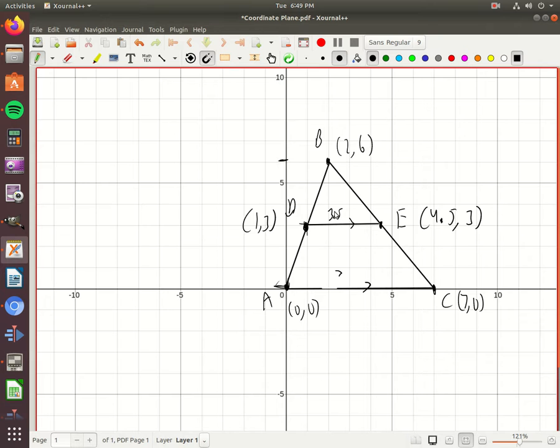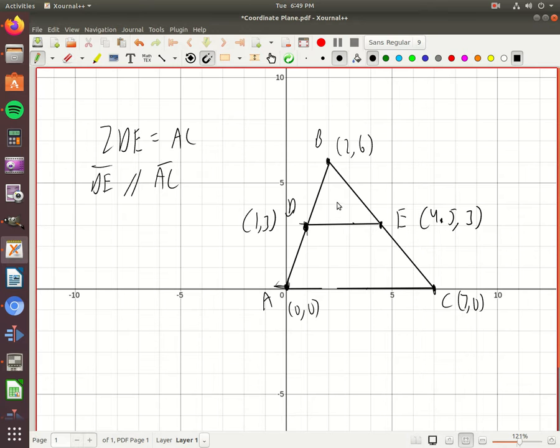What do I get if I double 3.5? I get 7. So yeah, 2 DE is equal to AC, and DE is parallel to AC. We've proven both of those with coordinate geometry. And again, that's the beauty of coordinate geometry: we take these geometric shapes, and we use algebra to prove things about them.